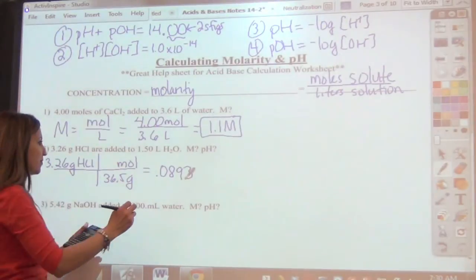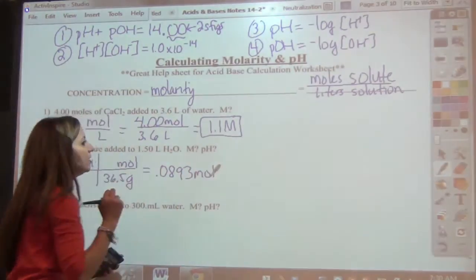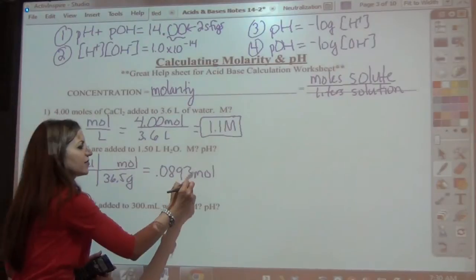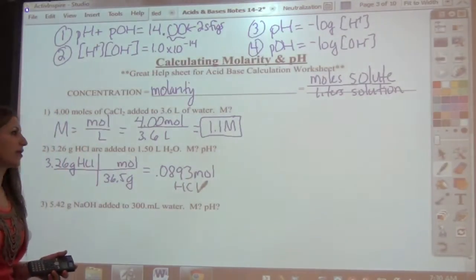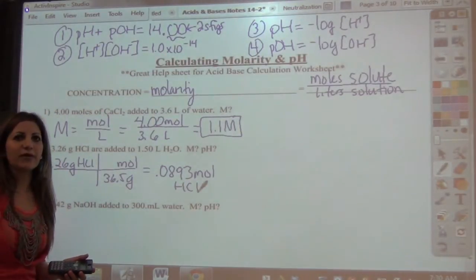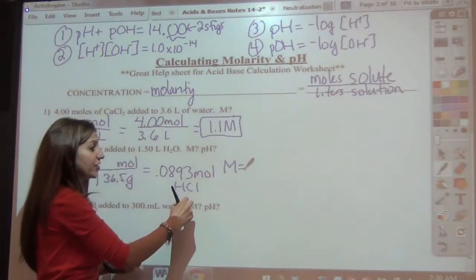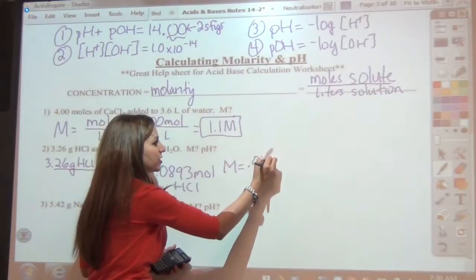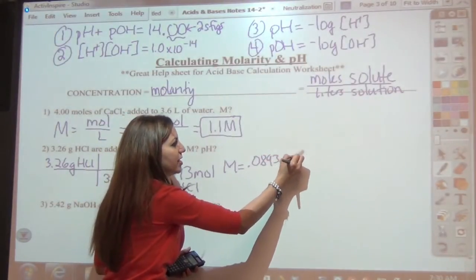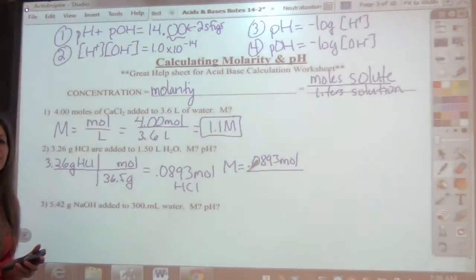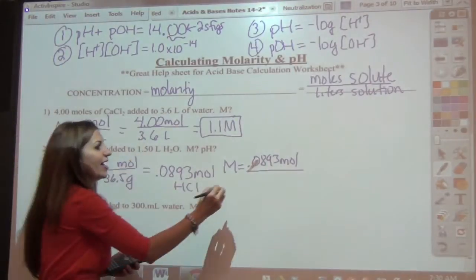0.0893? Okay, awesome. And that's moles. All right, and this is moles of the HCl. That's not molarity though. So how am I supposed to get the molarity now? Big M is equal to moles over liters. Awesome. So I'm going to take my moles, 0.0893 moles, and divide it by how many liters? The 1.5. Perfect.